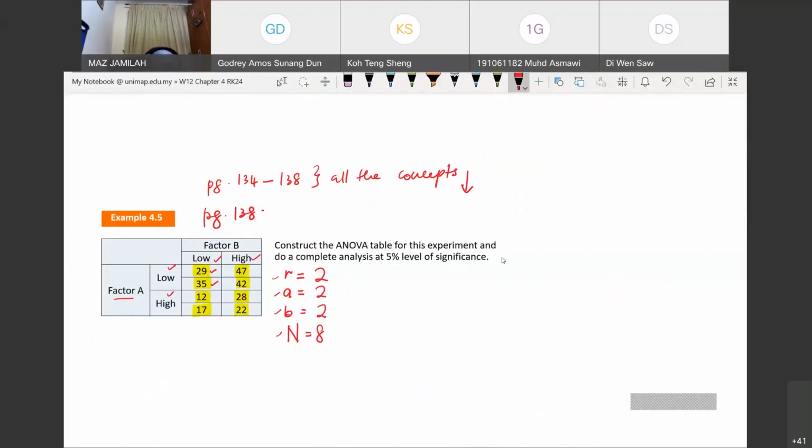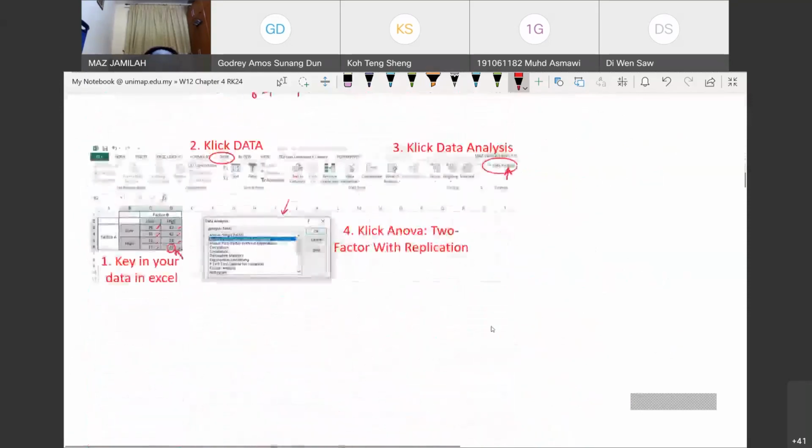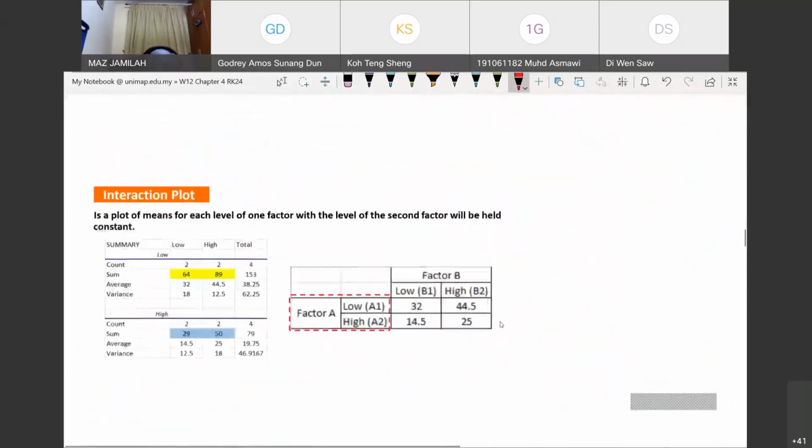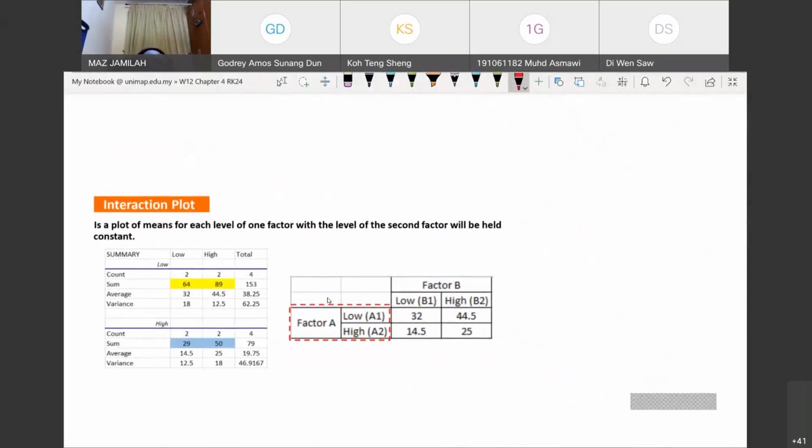You are given this particular data that you need to perform the two-way ANOVA application on. If you are asked, without your ANOVA table, without the ANOVA result, how can you make a conclusion or describe the interaction between low level of factor A with low level of factor B, high level of factor A and low level of factor B, the same goes for low and high for this one, and high for this particular response variable? The way we can find out whether there is an interaction without performing the hypothesis testing is by plotting the interaction plot.